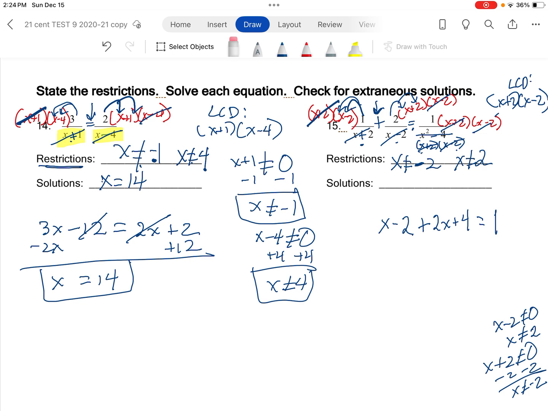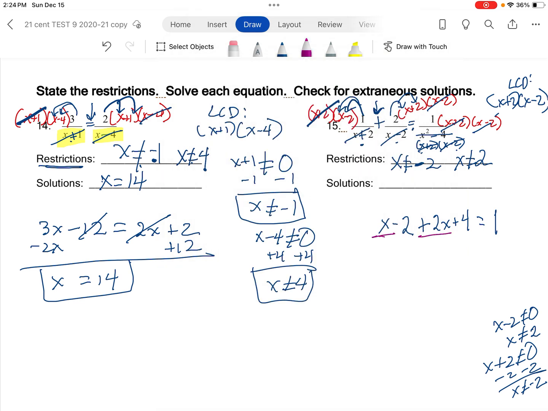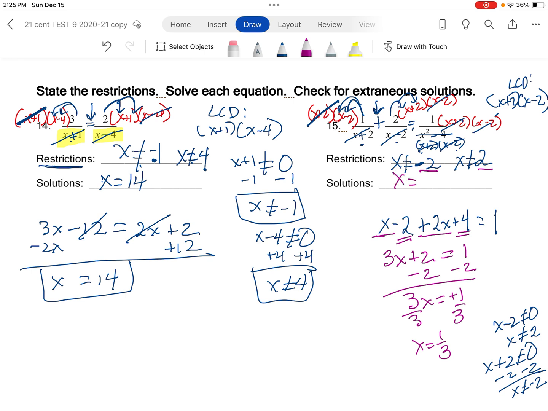Now I'm going to come back here and solve my equation. X and 2x make 3x. Negative 2 and 4 make positive 2. Subtract 2. 3x equals negative 1, or excuse me, positive 1. Divide by 3. X equals 1/3. Is 1/3 not negative 2 and not 2? Yes. So x equals 1/3.